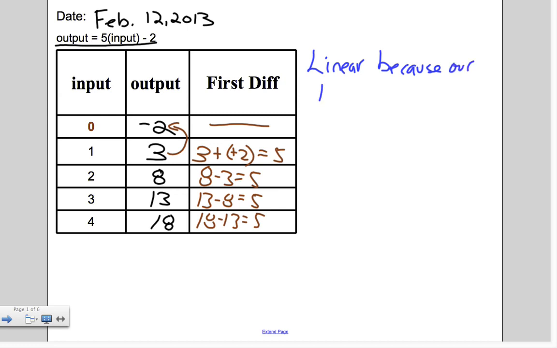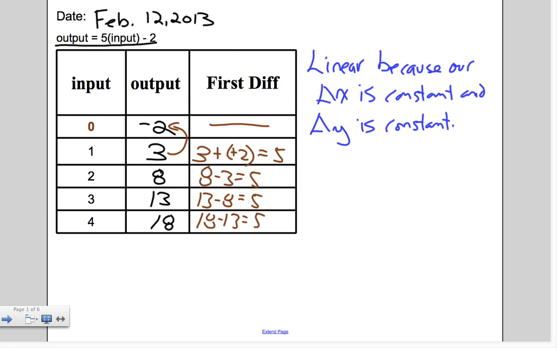Linear because our delta x is, so what you say is what? Constant. And delta y is constant. Wouldn't it be delta n and delta x? Yes. But we're going to call this x and y as well, right?